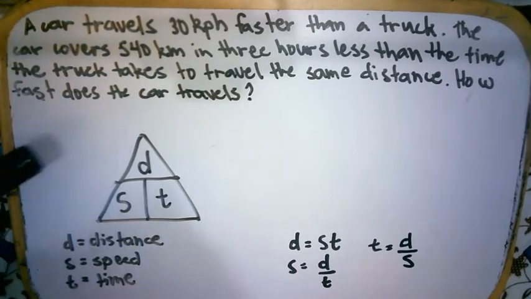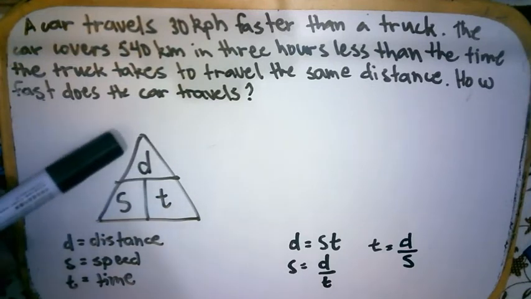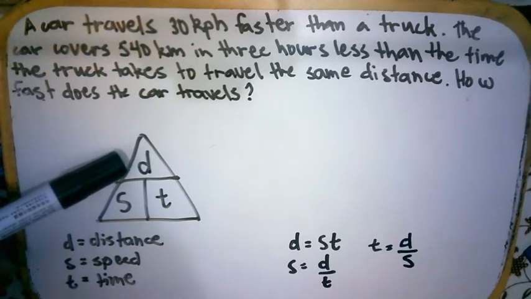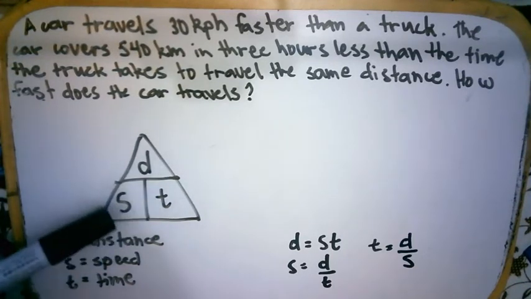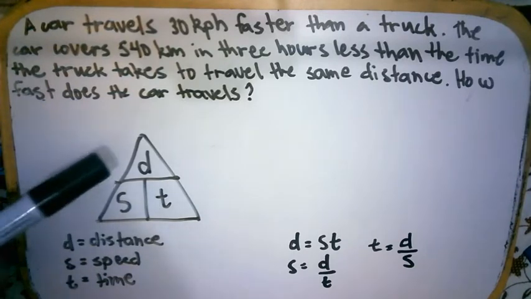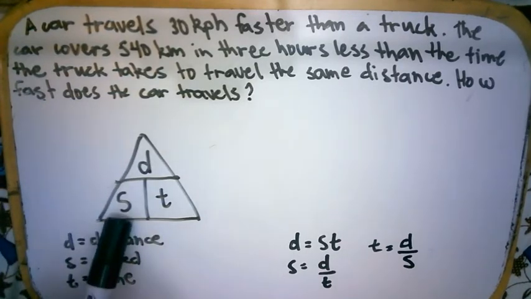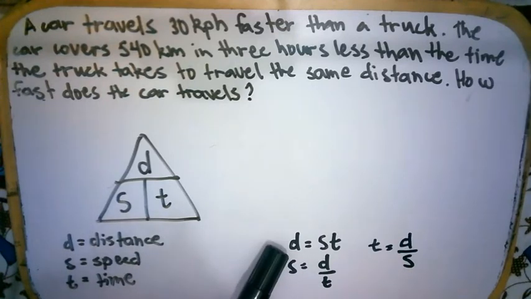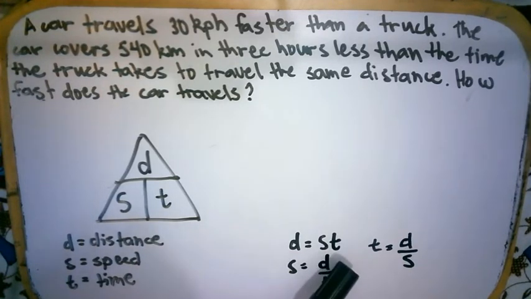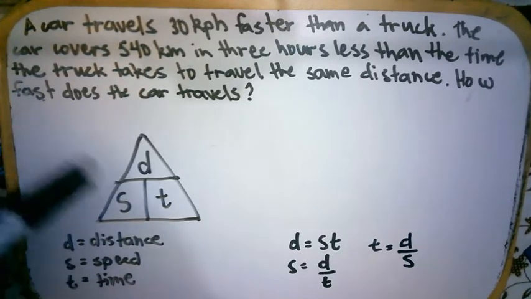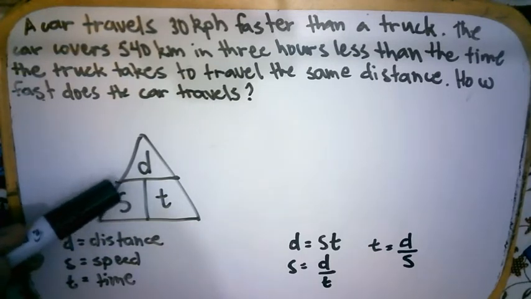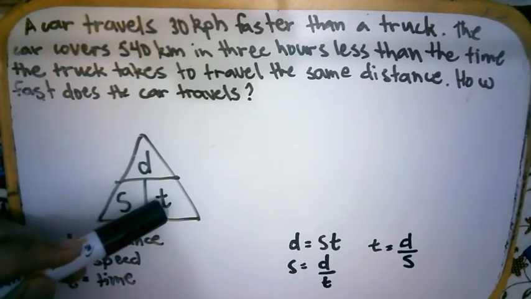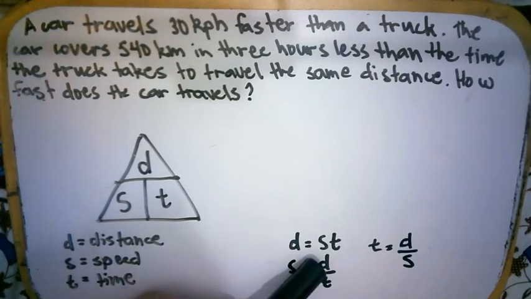Kasi for example, ano ang formula ng distance? So since ang distance ay nasa ibabaw and then magkatabi yung S and then T, therefore the formula for the distance is S times T. So here, D is equal to ST. Ngayon, kapag ang hinahanap naman ay speed, so speed is equal to D over T. So D divided by T. So S is equal to D over T. So that is the formula.